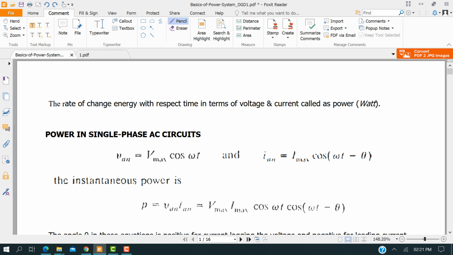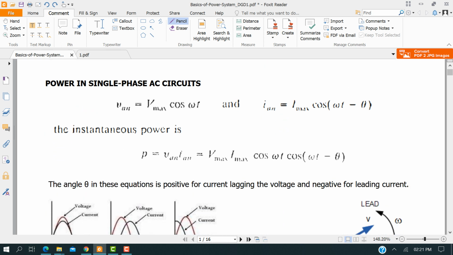Now let us see the power in a single phase circuit. Just the basics: this is called the instantaneous voltage. Here A represents a point at any node. If we want to measure the voltage, for example between the point A and the neutral point, the voltage difference between the two points is known as V_AN. It is a sinusoidal function with a maximum value, whereas the current has a phase lag of theta. The power can be expressed as P equals VI.